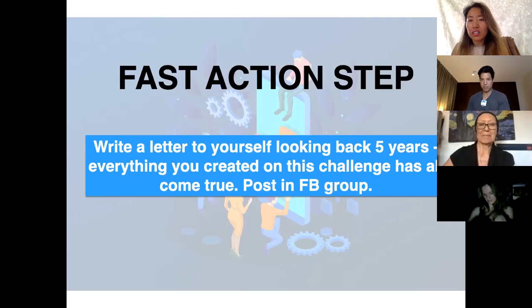So Peter is going to put this fast action step in the Facebook group as well. It's literally think about the list you made of the things that you really want in life, right? Imagine that you are now 5 years ahead, and you're looking back at where we are now from 5 years out. Think about it as already coming true. What would you say to yourself? What would you have felt about yourself? How would you feel about yourself?